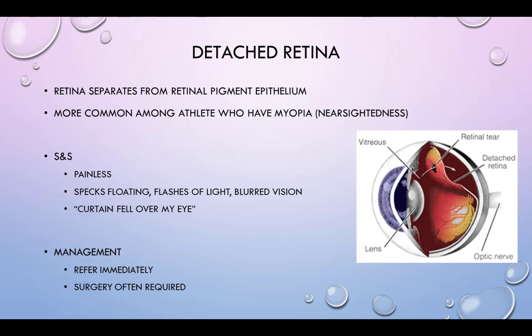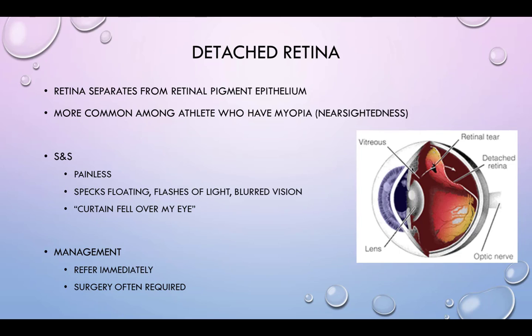The retina may separate from the retinal pigmented epithelium, resulting in a detached retina. This is more common among athletes who have myopia or nearsightedness. This is a difficult injury to diagnose as there are few signs and symptoms and could be painless. The biggest complaint after detached retina are floating specks, flashes of light, and blurred vision. An athlete might describe it as a curtain fell over their eye or they lost certain parts of vision.